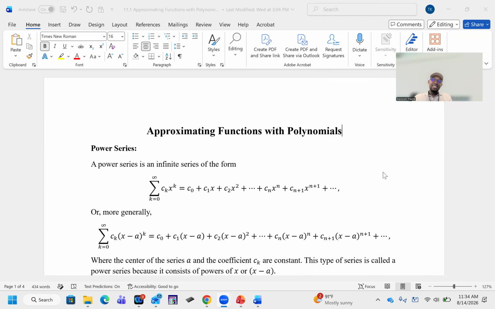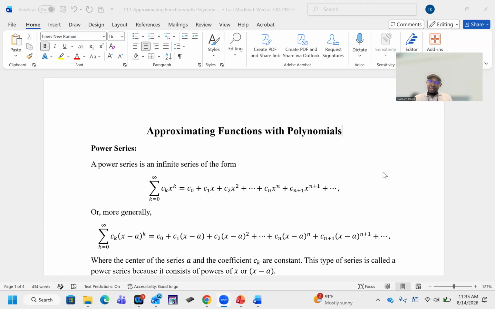A power series is an infinite series of the form the sum from k equals 0 to infinity of c sub k times x to the power of k, which will be equal to c sub 0 plus c sub 1 x plus c sub 2 x squared plus ... plus c sub n x to the power of n plus c sub n plus 1 x to the power of n plus 1 plus and so on.